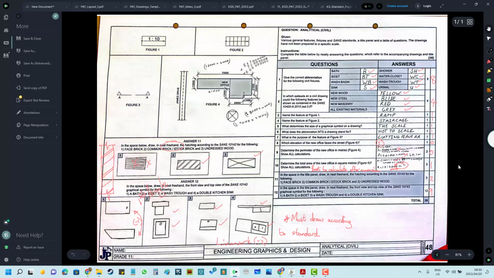This is a quick video just to explain how I go about the marking process of the civil analytical drawings. So the first one that I want to focus on is the angle at which this page was scanned. Firstly, this is just an analytical question, basically theory, and therefore it wouldn't affect my marking process as much in this case.